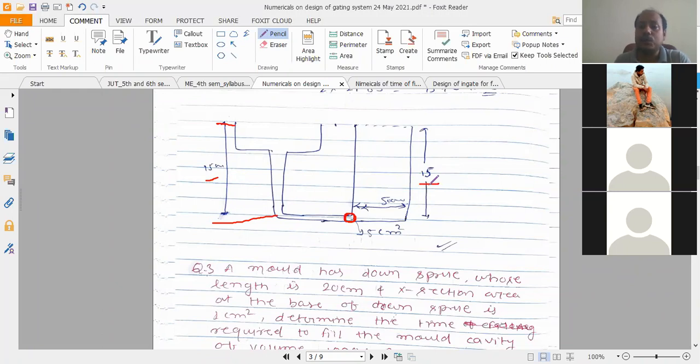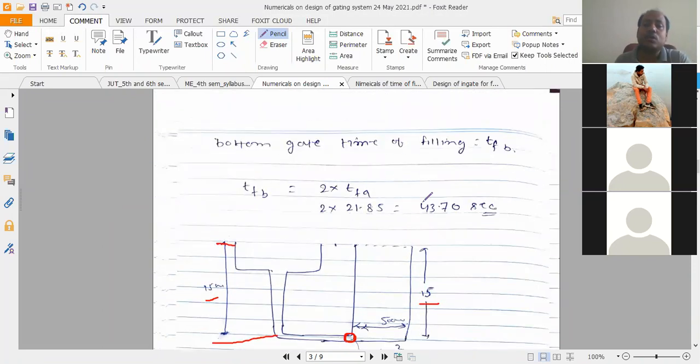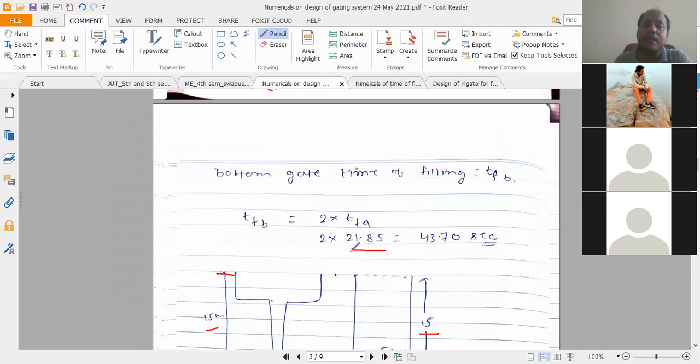And I have told you that when the height of the mold cavity is equal to the total height of the gating system, then the time of filling is double. The time of filling is double from the top gate. So top gate में मेरा time of filling लगा था 21.85. So bottom gate में मेरा time of filling लगेगा 2 times 21.85, and it will be equal to 743.70 second. It is okay.